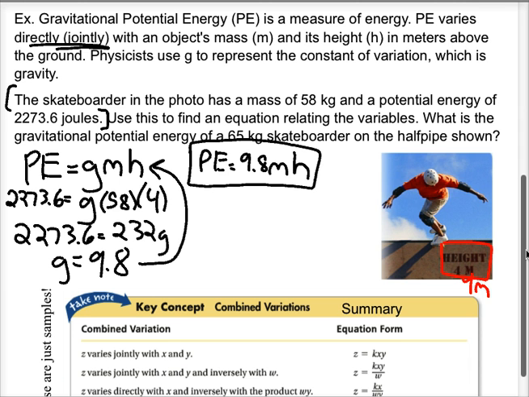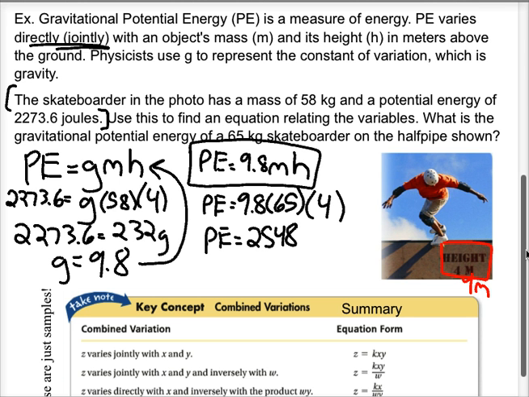So now I can finish this up. They're asking for the potential energy of a skateboarder who is 65 kilograms and on that same half pipe shown. So the height is going to be that same 4 as shown below. So I take that 9.8 times 65 times 4. I'm going to get their potential energy is 2,548 joules. That is their potential energy.